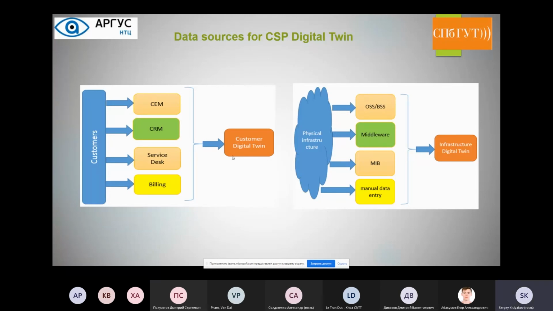Some information we could take from these systems, some information we cannot, and in this case, this is a reason why we use fuzzy models.